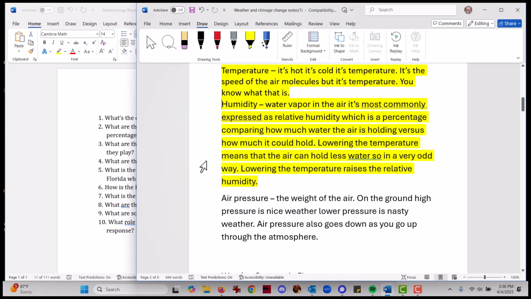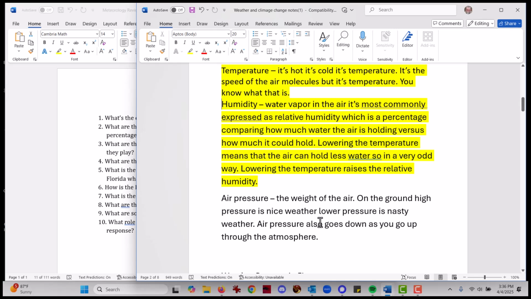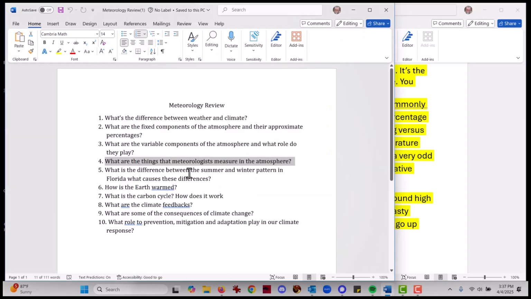Air pressure is the weight, if you will, of the air. Air pressure is the weight of the air, quote unquote, pressing down. 14.7 pounds per square inch, 1,013 millibars, 1 atmosphere, 30 inches of mercury, however you want to measure it. On the ground surface, high pressure is nice weather, low pressure is nasty weather. So if you want to predict the weather and you can only know one thing, that one thing you want to know is the air pressure. Okay, so there we are with that.